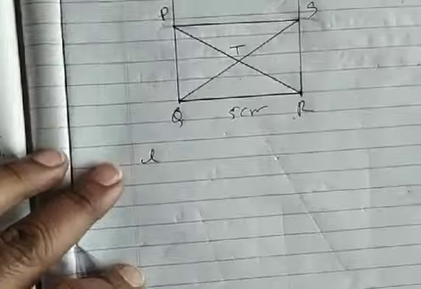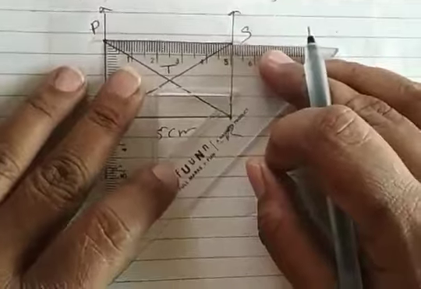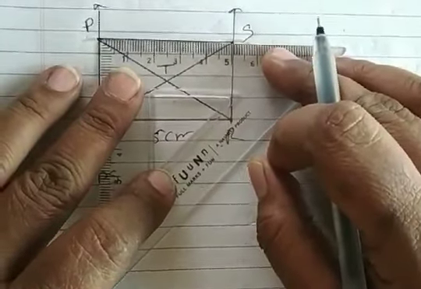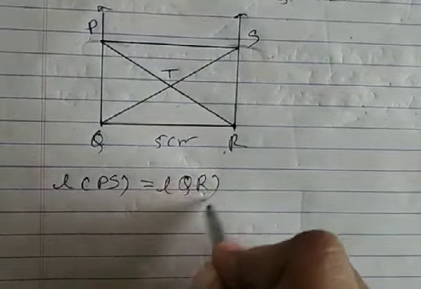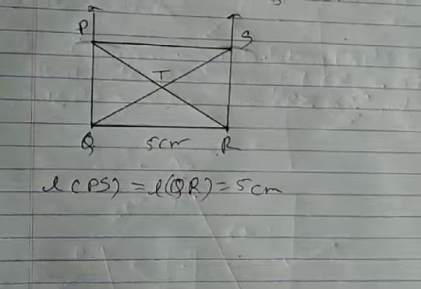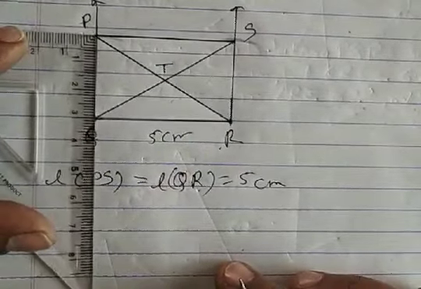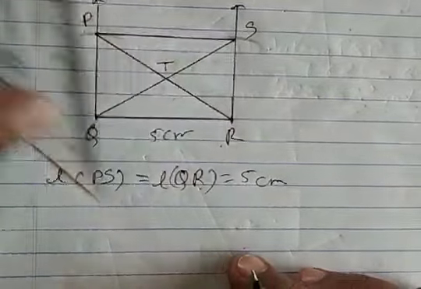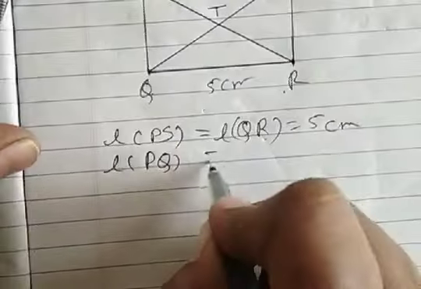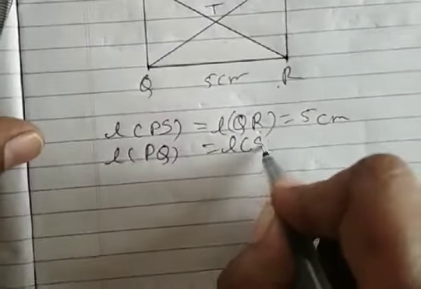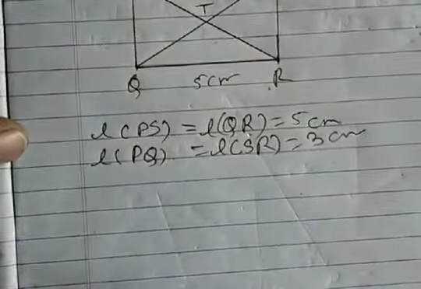So the length of the opposite side, that is the length of PS, as I told you, was 5 centimeter. If you see here, its measure is 5 centimeter. So PS is equal to the length of QR, which is 5 centimeter. Then I will take the measure of QS. How much is it? 3 centimeter. If you see here, SR is also 3 centimeter. So the length of PQ is equal to the length of SR, which is 3 centimeter.